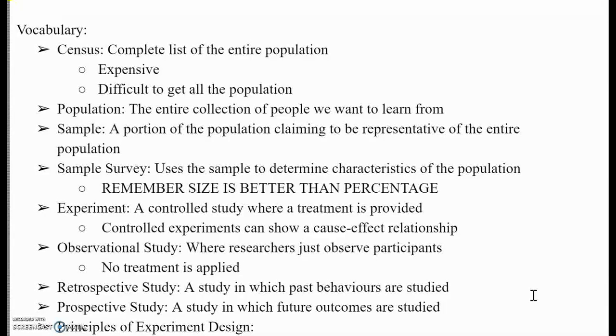The next two are two types of studies which we call retrospective and prospective. Retrospective is where past behaviors are studied, and prospective is where future outcomes are studied. So for example, retrospective could be taking a group of 20 smokers to see how smoking has impacted their lungs, whereas prospective could be taking 20 people right now and telling them to smoke one cigarette a day to figure out what happens to their lungs over time.